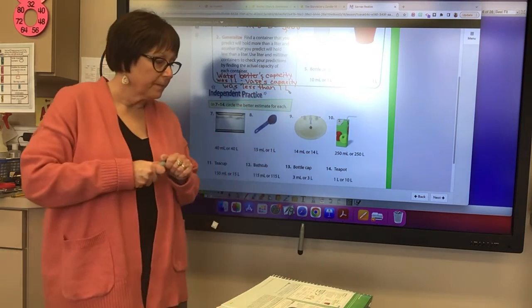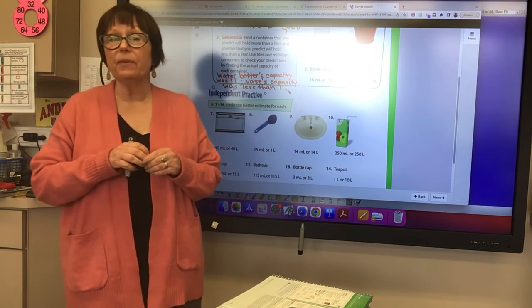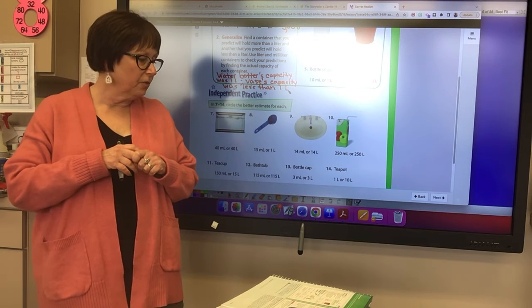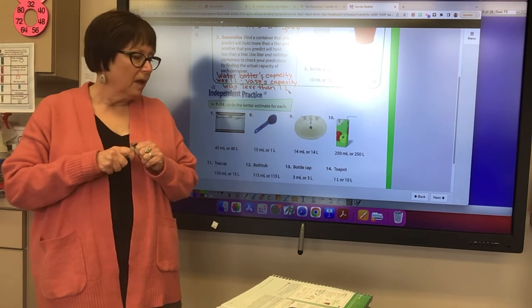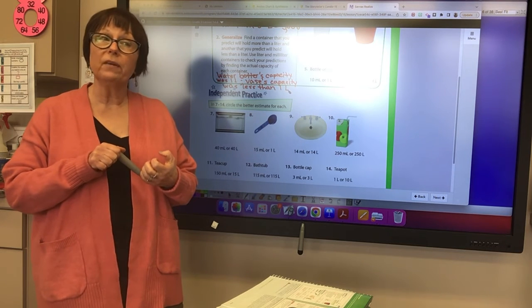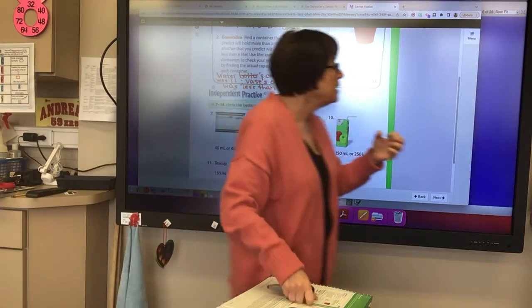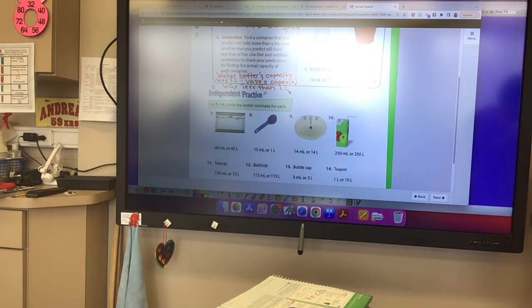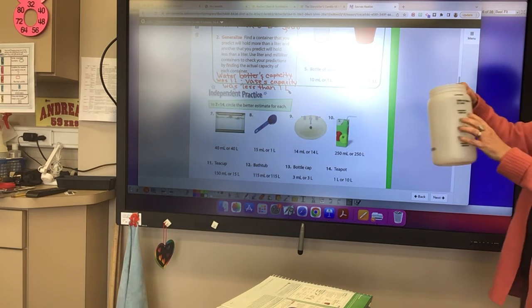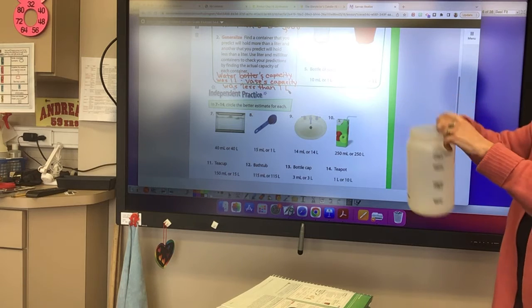So now, boys and girls, we're going to have to do some estimating. We're not really going to be measuring, but we're going to have to be thinking about what would be the better estimate. It'll be easiest for us to estimate because we're looking at this. Here we have 2 liters right here.